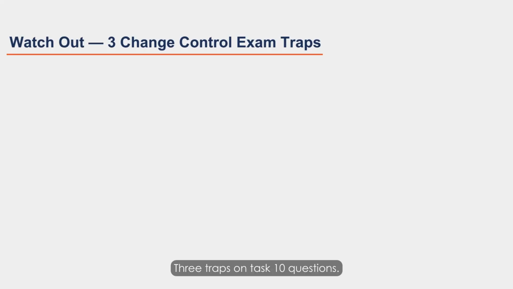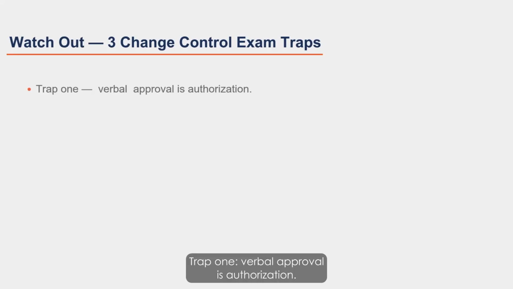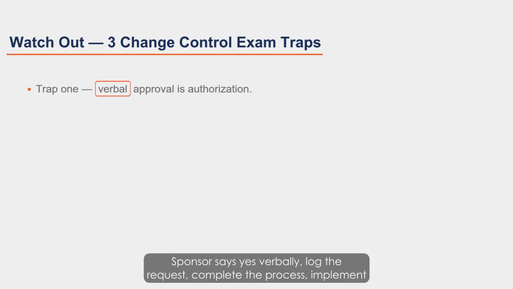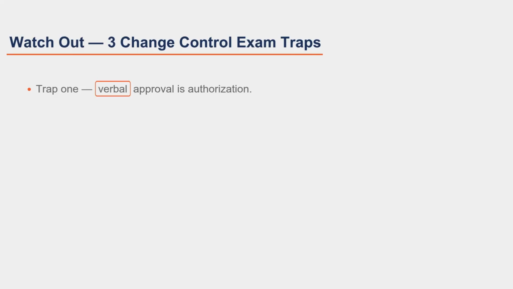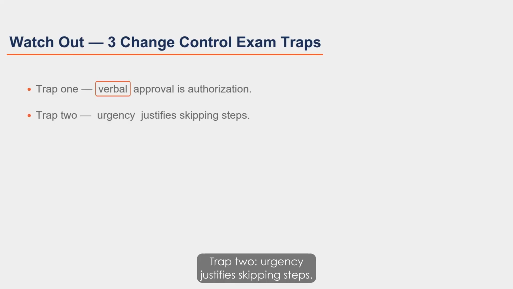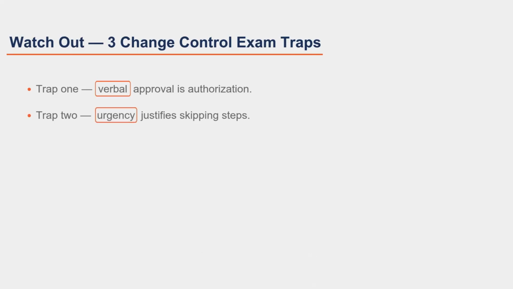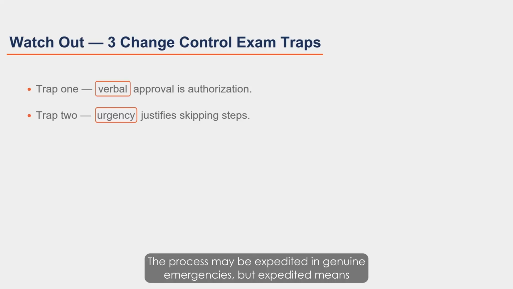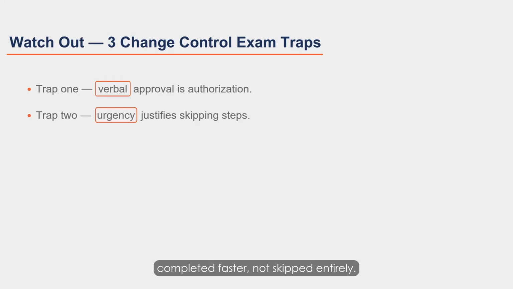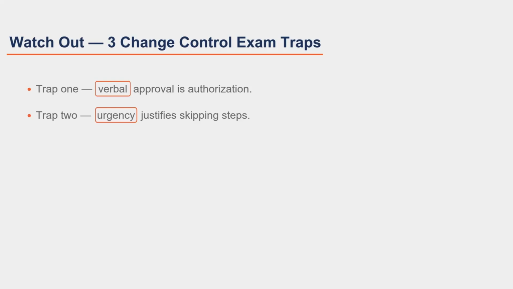3 traps on task 10 questions. Trap 1, verbal approval is authorization. It is not. Sponsor says yes verbally, log the request, complete the process, implement only after formal CCB approval, every time. Trap 2, urgency justifies skipping steps. Tight deadlines do not bypass change control. The process may be expedited in genuine emergencies, but expedited means completed faster, not skipped entirely.